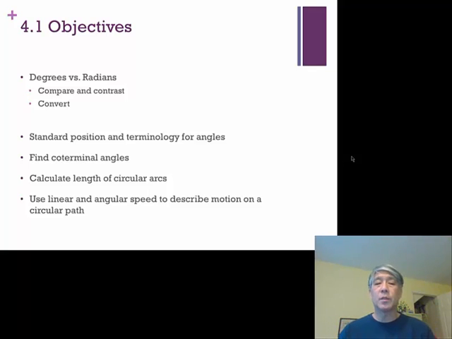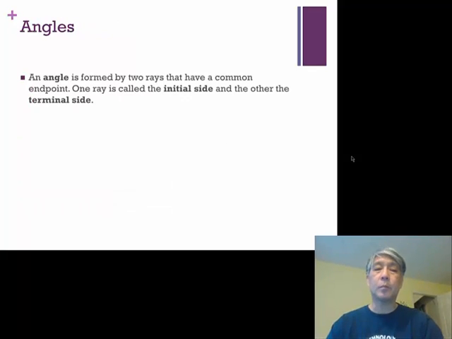After that, we're going to go through some standard terminology for angles, so we're all talking on the same page. And then finally, we're going to summarize with a couple of things. I want to describe them almost as physics, talking about speed and motion and the length of a circular arc. These will lead into some of the discussion later in this chapter.